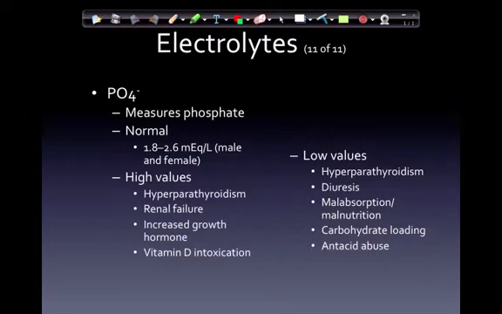Potassium measures phosphate. Normal on this is going to be 1.8 to 2.6 milliequivalents per liter, male and female. High values: hyperparathyroidism. Calcium and phosphate are all adjusted by the parathyroid gland. Renal failure, increased growth hormone, vitamin D intoxication, those would all give us high values. Low values: hyperparathyroidism, diuresis, malabsorption, malnutrition, carbohydrate loading, and antacid abuse.